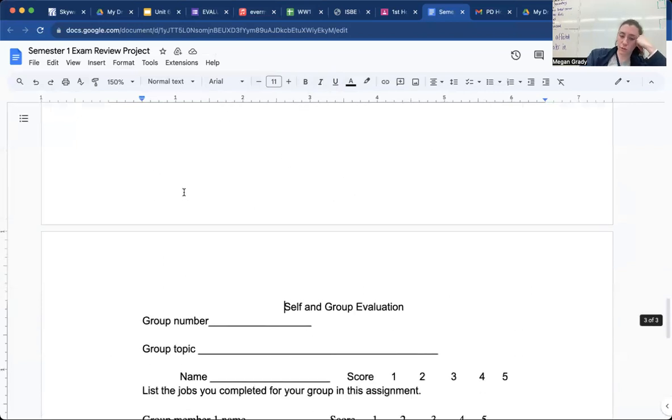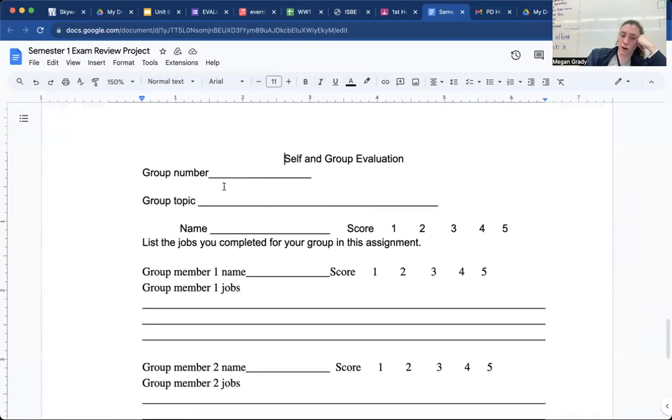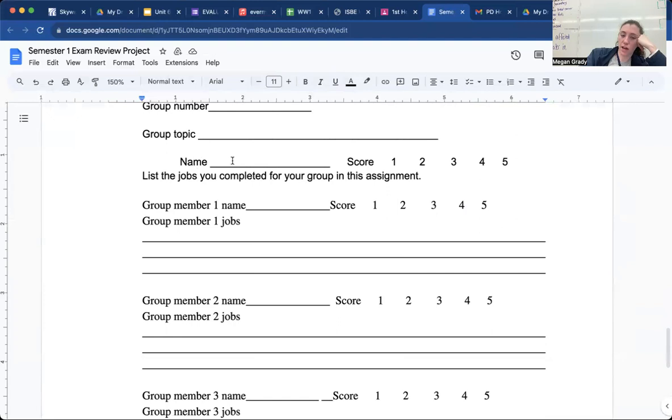Okay, so those are your groups. Then after, like it said up there, you will give a self-evaluation and a group evaluation, right? So you'll put what number group you had, the group topic, your name, and the score that you give yourself on this assignment. How productive were you? Were you a good team player? Did you actually help? Be honest with yourself. Have some self-awareness. And so you'll put the list of jobs that you completed. What did you work on for the group? How did you help the group?